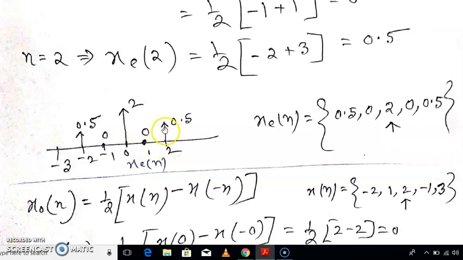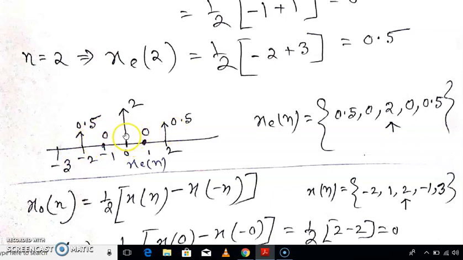and xe[2] equals 0.5. We know that for an even signal the left side and right side are the same, so if the value of x[1] is the same as the value of x[minus 1], you just have to find one side of that even signal. So I find the right side. For 1 it is 0, that means for minus 1 it is again 0. For 2 it is 0.5, that means for minus 2 it is 0.5. You don't have to calculate all of these, just find one side and you will get the other side.